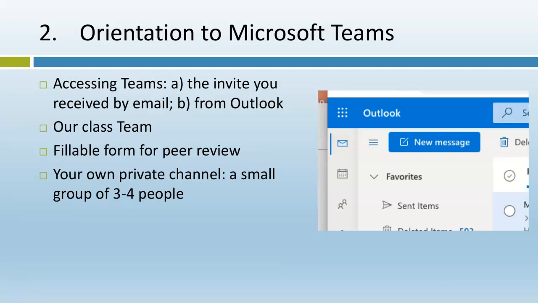As I mentioned, we have a class team, and then within that class team, I have created small groups of 3 to 4 people per group by creating channels. And each of those channels is private, so the only people who can access each channel are the people who are designated to it. So you should only be able to access the channel for the group that you're in. The reason why we have created those small groups is to create a workspace in which you'll conduct peer review, and you're going to be doing peer review with that small group.